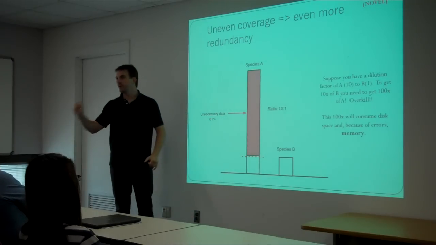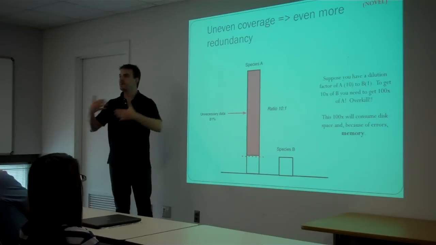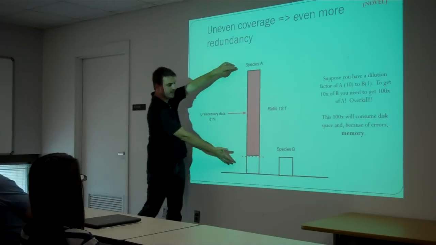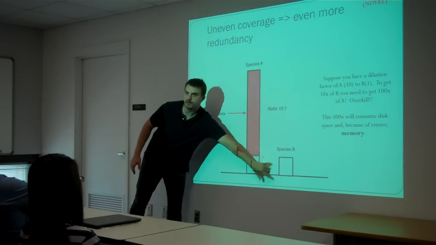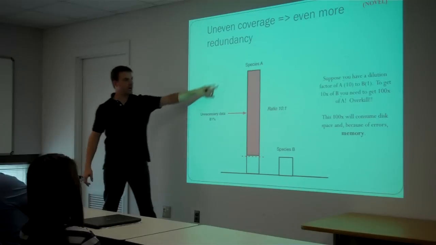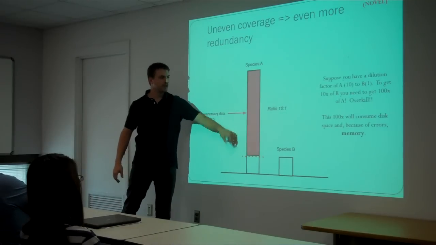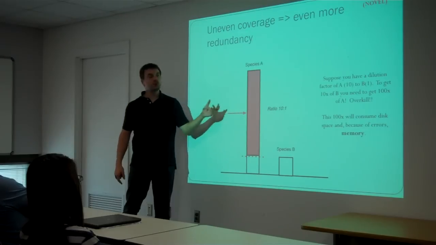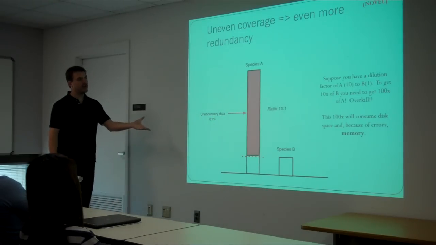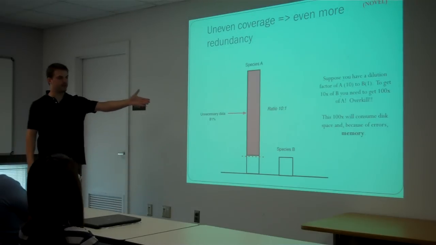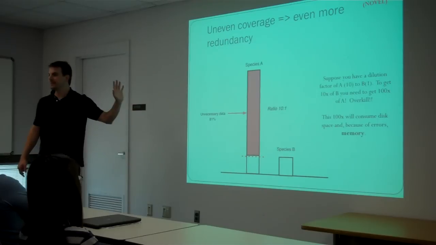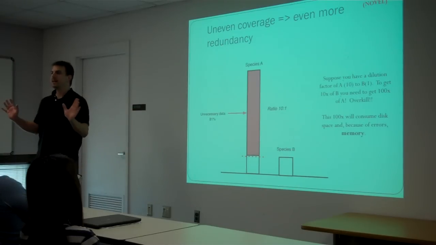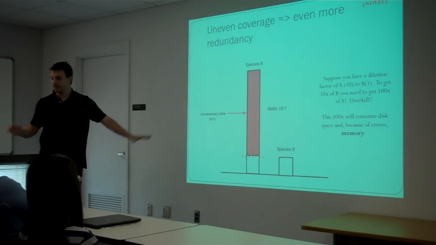Because you're reaching in and you're sampling at random. So you're pulling out the same data again and again and again in order to get the rare elements in your data set. This is all unnecessary data, basically. It consumes disk space, and because it has errors in it, it consumes memory. So can we figure out how to get rid of the redundant stuff without knowing what it is, right? Up front, we have no idea what any of this data represents.